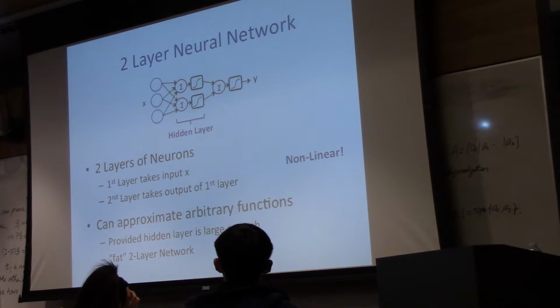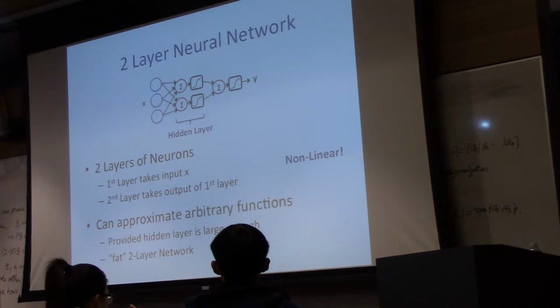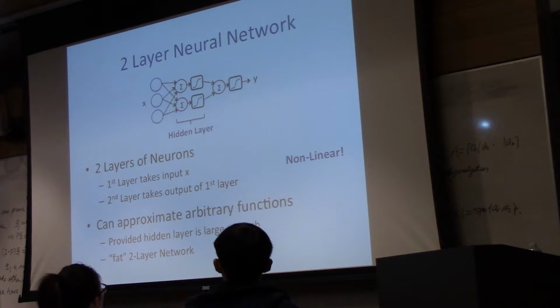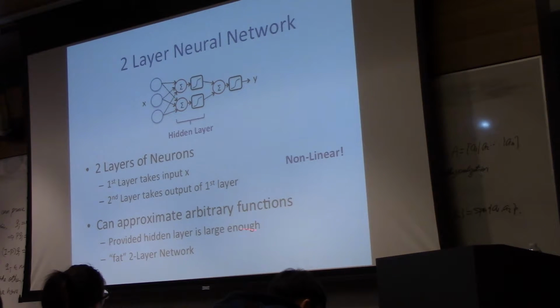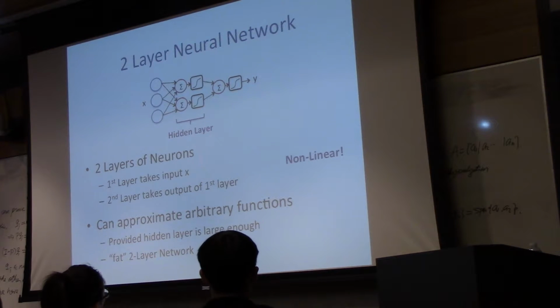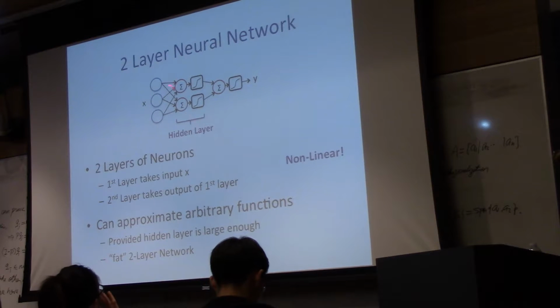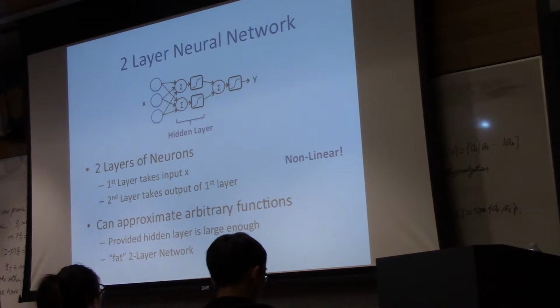Turns out that this model class can approximate arbitrary functions, right? So long as you have enough hidden layers, you can approximate arbitrary functions with this model class. You might need a lot of neurons in the hidden layer, but you can do it. This is nowadays known as a fat 2-layer network because the hidden layer is very fat. In order for this model to actually approximate arbitrary nonlinear functions, the hidden layer needs to have many, many, many neurons.